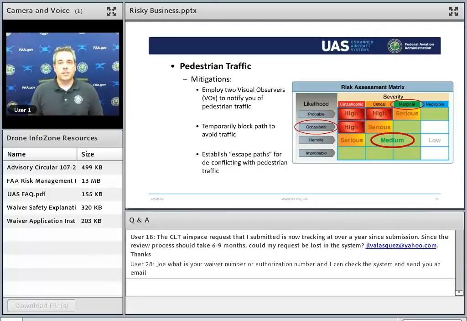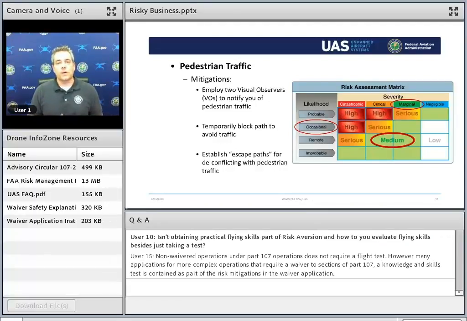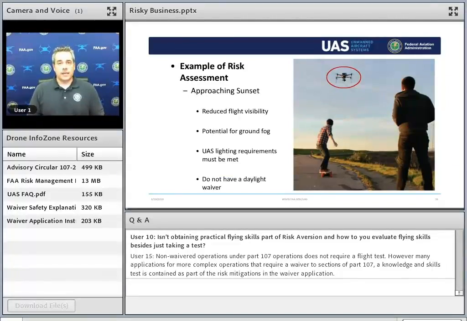Or as you maybe already have done, you've established escape paths, that's a plural, for deconflicting with pedestrian traffic. Because you might not know, and they may not come from a direction that you expect. And so one escape path might prove to be unavailable if somebody were to come up and it were a surprise to you in your operation. So have multiple escape paths available. Those are some examples of mitigations to help with that particular hazard and risk assessment. Now, again, risk assessment, hazard identification is a very personal individual event. So you may have different options available to you. And that's what's important. You need to provide your risk assessment and your mitigation strategies for that particular event.